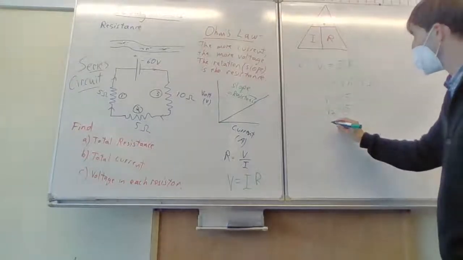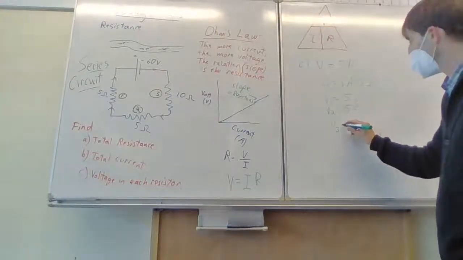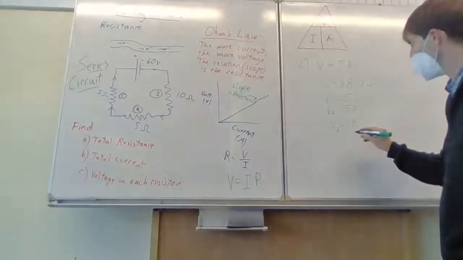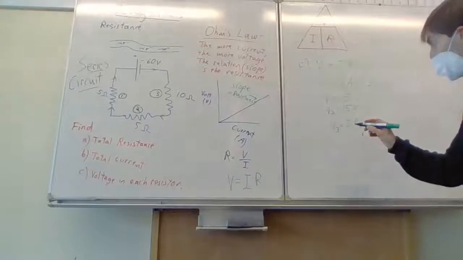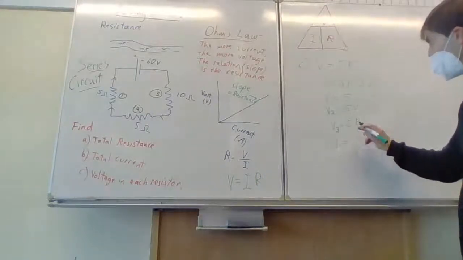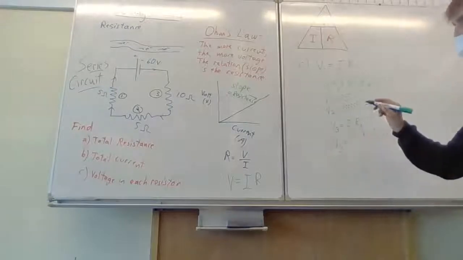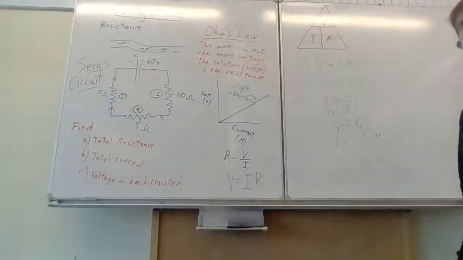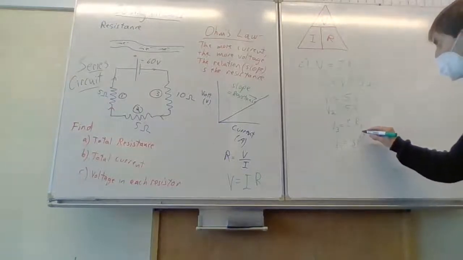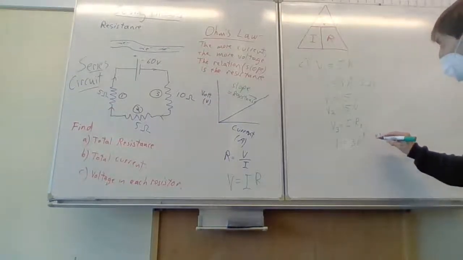Let's do V3. So I got V3 is my current times R3. And Isaiah, help me throw in the numbers. So V3 equals my current, which was from part B, how much again? 20. No, that was resistance. 3 amps. Good. And what's my resistor 3, Isaiah?